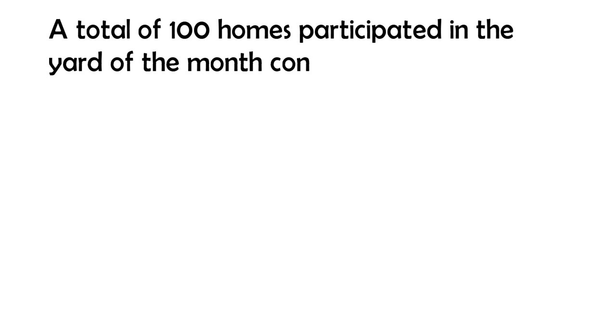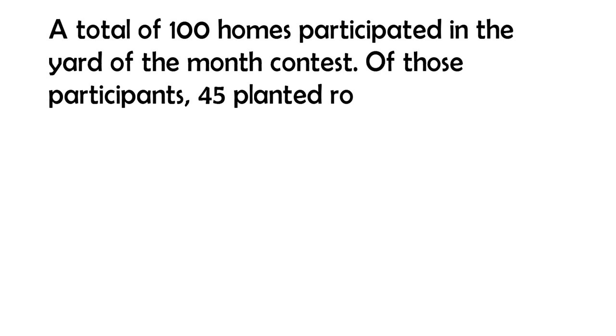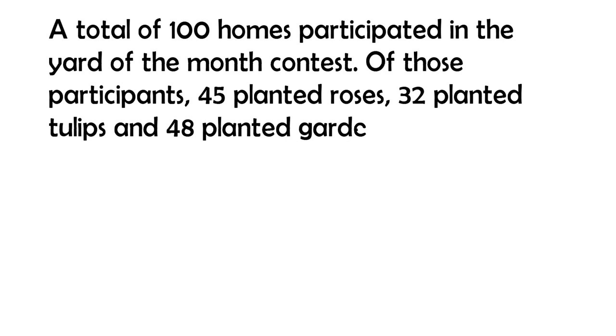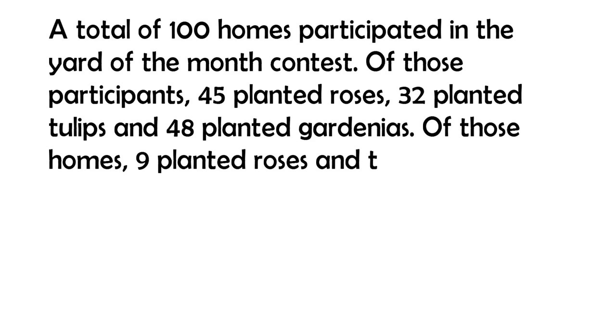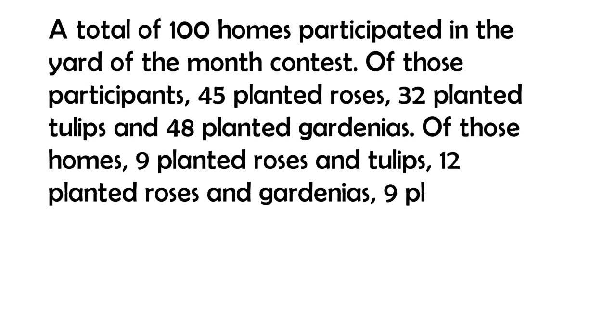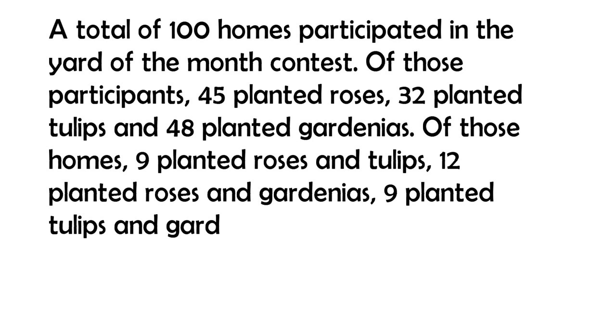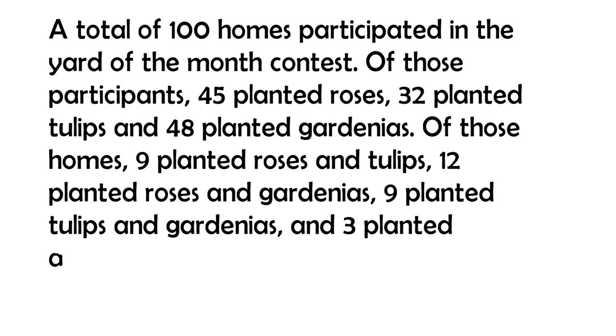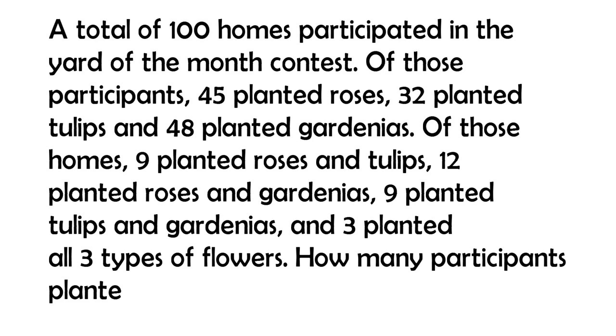A total of 100 homes participated in the Yard of the Month contest. Of those participants, 45 planted roses, 32 planted tulips, and 48 planted gardenias. Of those homes, 9 planted roses and tulips, 12 planted roses and gardenias, 9 planted tulips and gardenias, and 3 planted all 3 types of flowers. How many participants planted only roses?